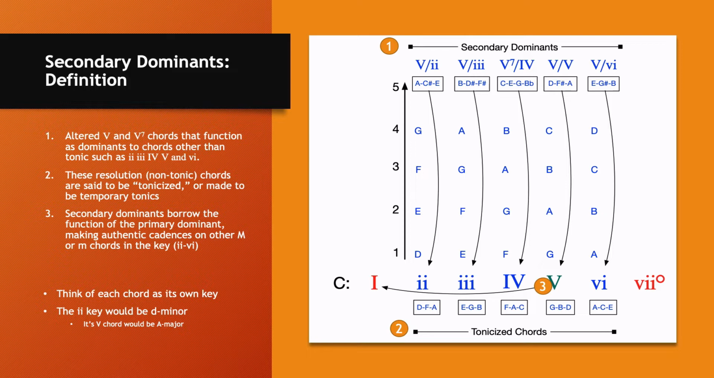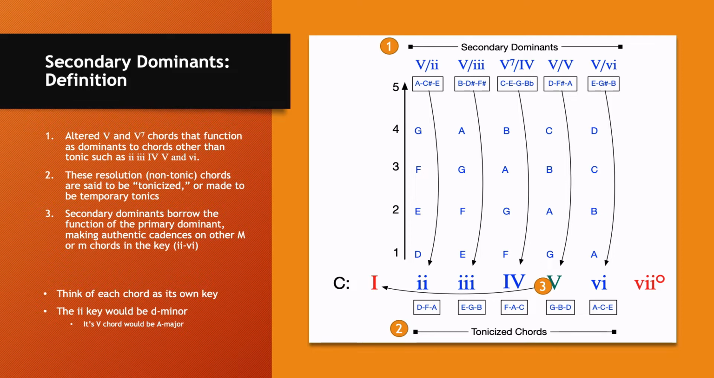You can see here in the diagram at the right. Think of each chord as its own key. So I might have a secondary dominant that goes to the 2 key, D minor, or the 3 key, or the 4 key. In each of these keys, I find the dominant of that key, and that's my secondary dominant for the chord.